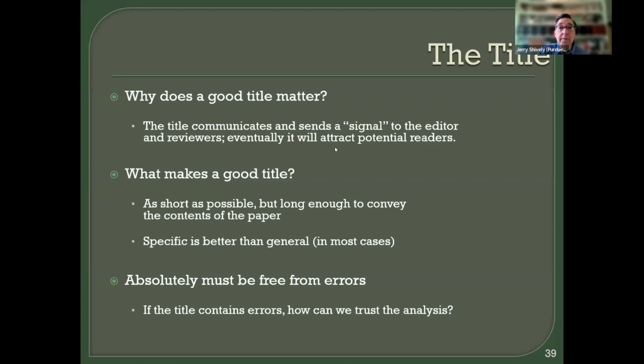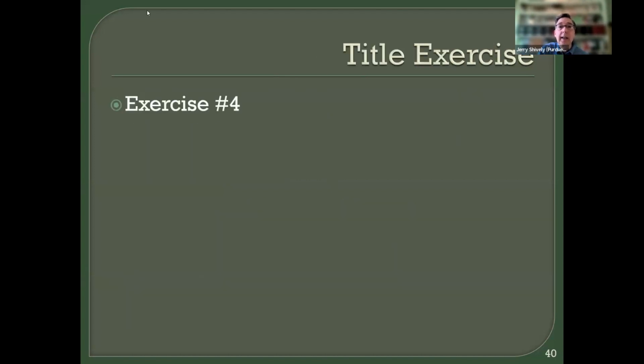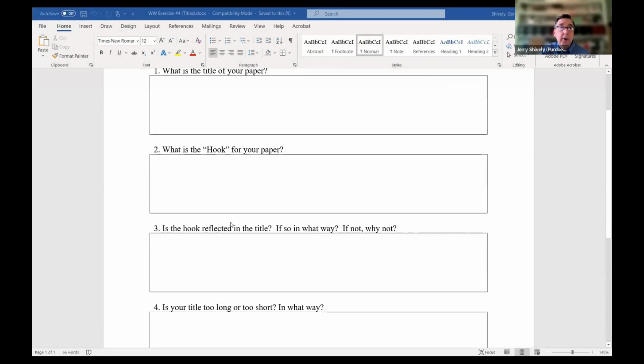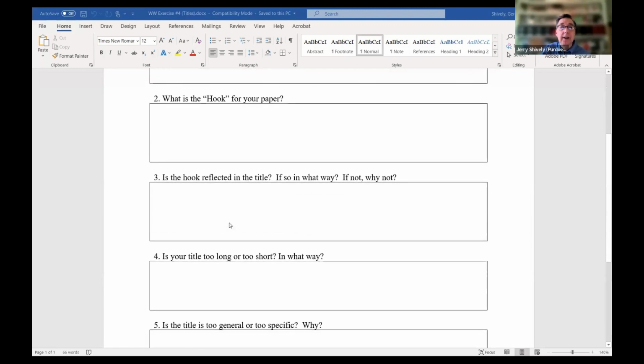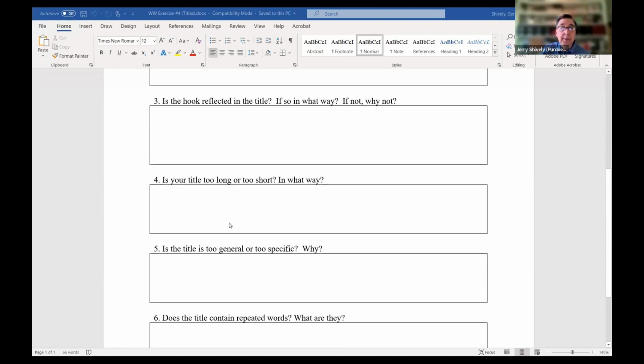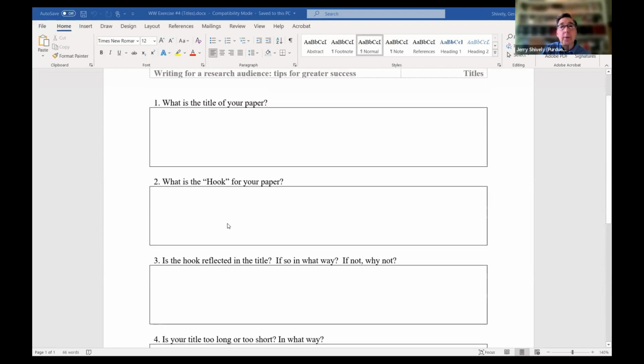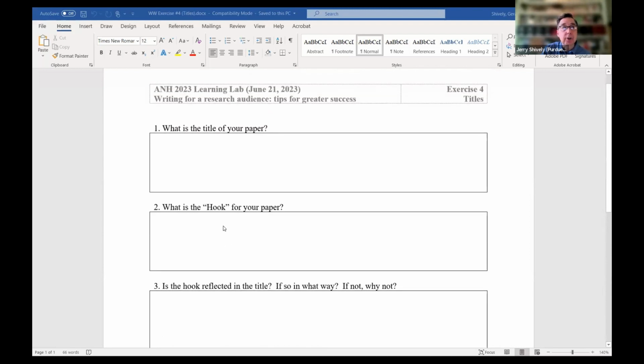So I have one final worksheet, exercise 4, and it focuses on the title. And so I'd like to give you about 5 minutes to look at the worksheet. Thinking about whether the hook for your paper is included in the title, whether the title is general or specific, and really just putting a lot of thought into the title of your paper, which I think for many of us sometimes is an afterthought.